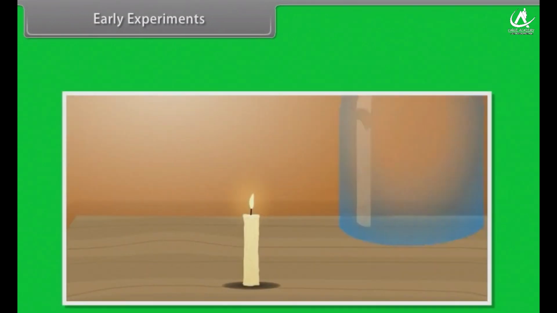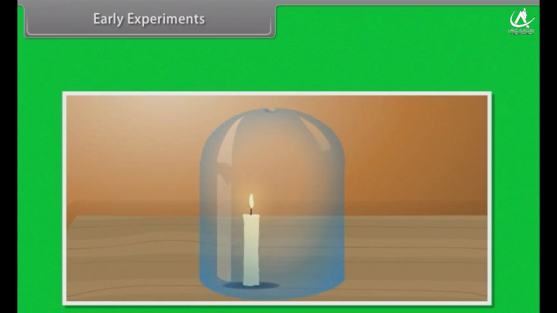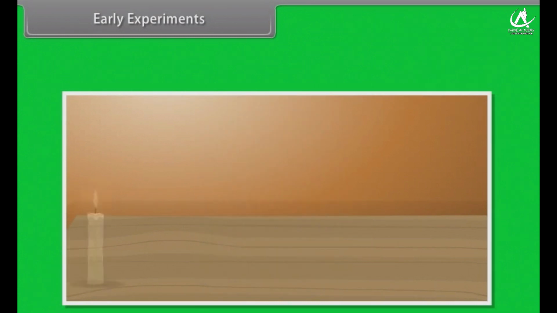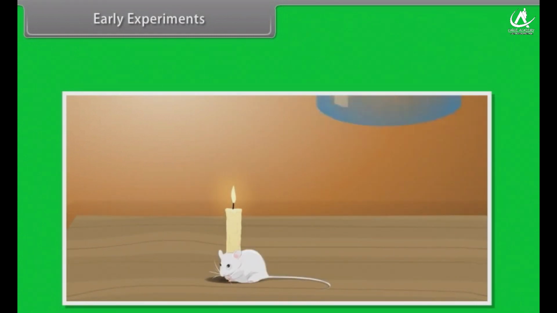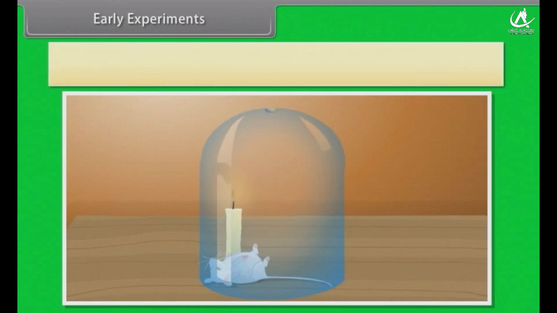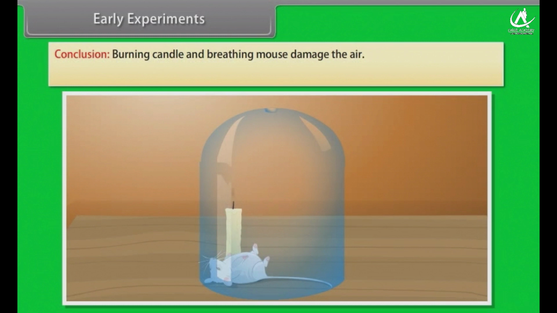Early experiments. Priestley experiment. First he places a candle in a closed jar and it gets extinguished. After that, he placed a mouse in the bell jar and the mouse also gets suffocated. He concluded that a burning candle and a breathing mouse damage the air.